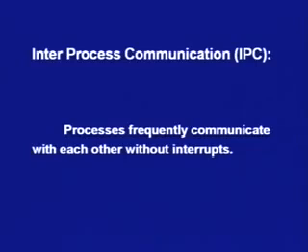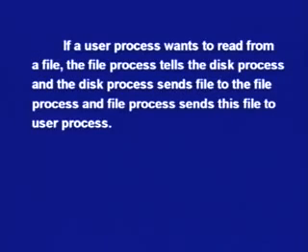So having had a brief idea of what goes on inside the operating system kernel and what is the function of the file and the process, let us now go to a very important concept in operating systems, which is inter-process communication, or IPC as it is called. Processes frequently communicate with each other without interrupts. We've seen interrupts, but it is not necessary that when there is communication between processes, there should be an interrupt. An interrupt normally happens when the user presses a key or when there is some disk reading or writing to be done. But normally processes would communicate with each other.